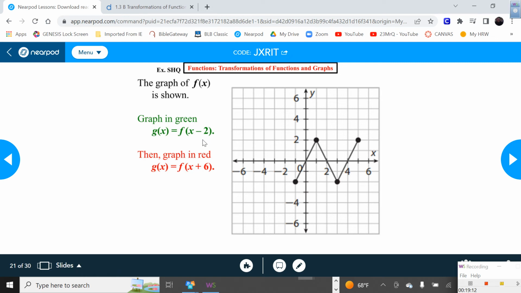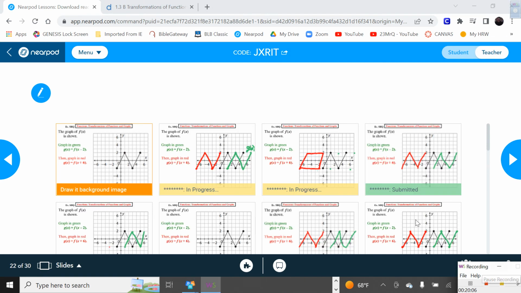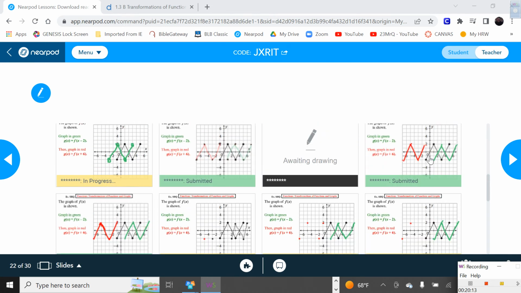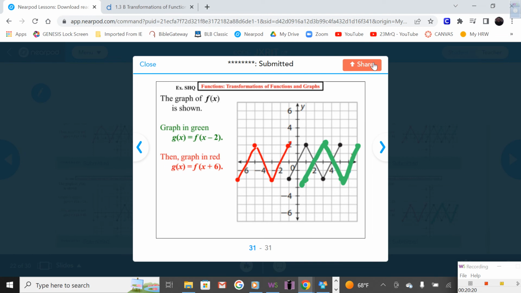Is that correct? And then if you change colors and you go to red and you are given g of x equals f of x plus 6, you know where to graph that one as well. Is that correct? All right, so on your screen, graph me the green one in green and the red one in red on your screen. I'll give you some time, and go. 10, 9, 8, 7, 6, 5, 4, 3, 2, 1, and time. Look at your screen. Correct answer.